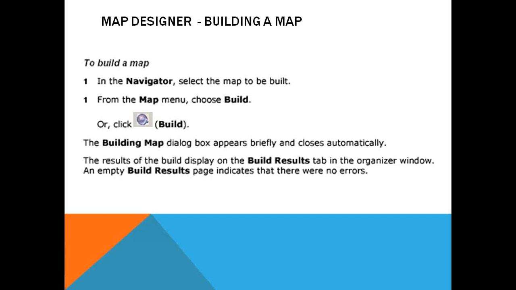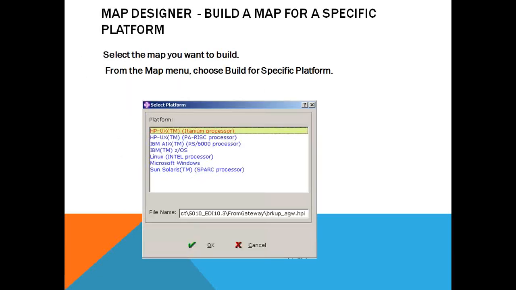This is the icon for build. When you build a map, these are the different platforms available to build: Itanium processor, PA HP-UX processor, IBM AIX, z/OS, Linux, Windows, Sun Solaris. So these are all the platforms we can build the map for. By default, when you just click and build, it will build for Windows.